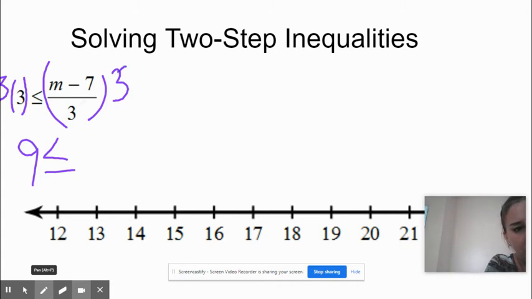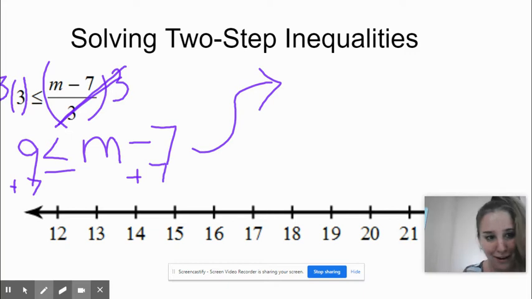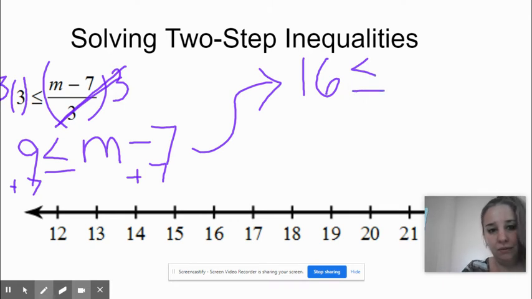Now these 3's cancel, so we're left with m minus 7. So if we add 7 to both sides, sorry for the sloppiness, I'm really trying to get used to this. I have practiced and this is where we're at. So 9 plus 7 is 16, less than or equal to m, because those cancel off, right? So at no time did I multiply or divide by a negative, which is why I never flipped.